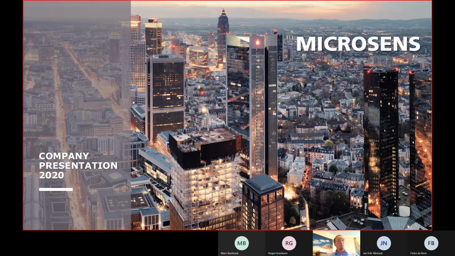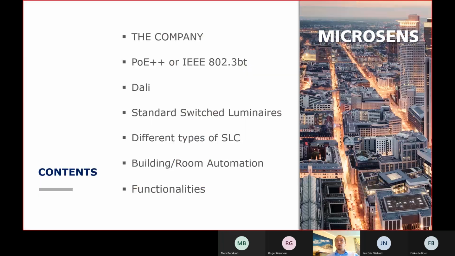So I want to introduce a little bit about Microsens and our IP light technology. So Microsens, the company, I will introduce what is PoE according to the IEEE. What is DALI? Because this is mostly the standard we are compared by. So what is the difference here? And also standard switch luminaires. So in the end, we have different types of devices for PoE, building and room automation, and at the end, functionalities we can create out of those devices we have.